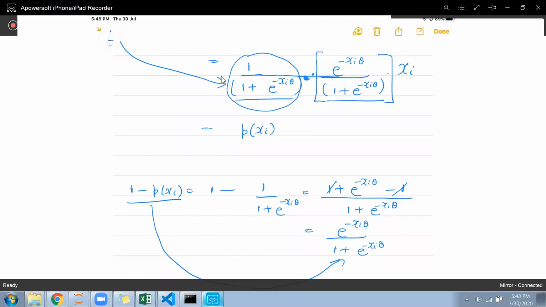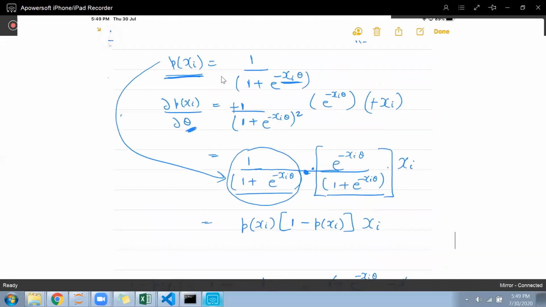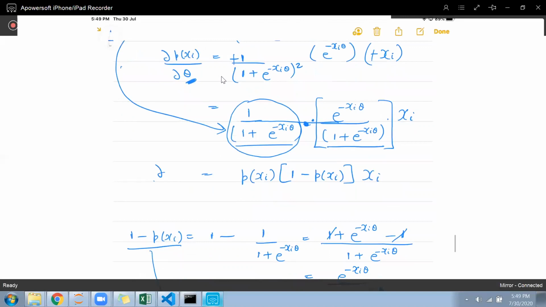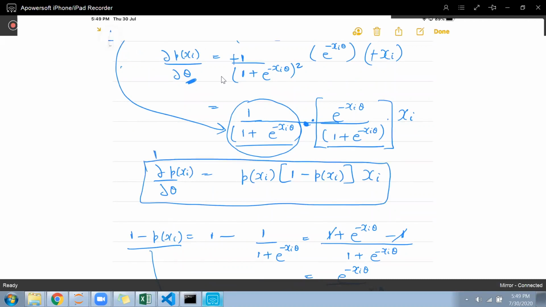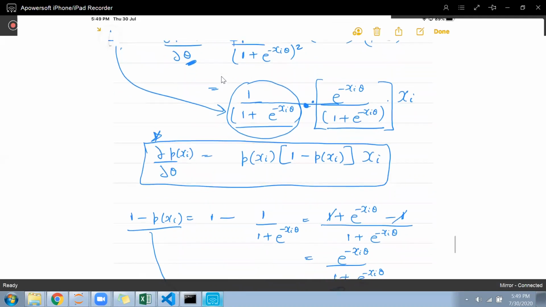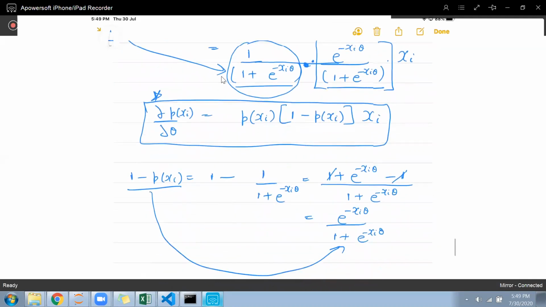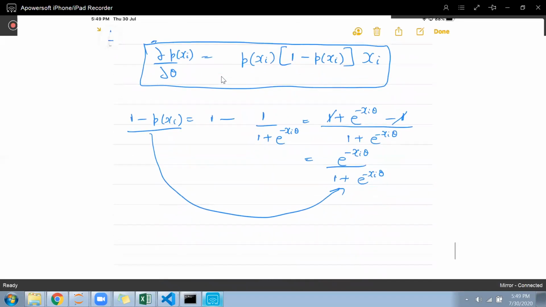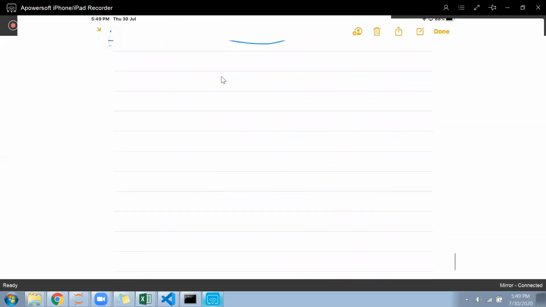Correct? No? So we will write like this. In place of this, I'll write 1 minus p of xi into xi. Okay, so this is my differentiation of the sigmoid function that I have, but this is not the actual derivation that we need to do. We need to apply the derivation on the cost function.